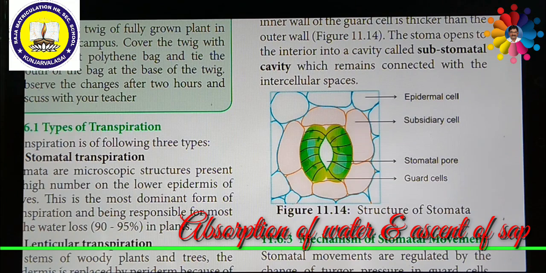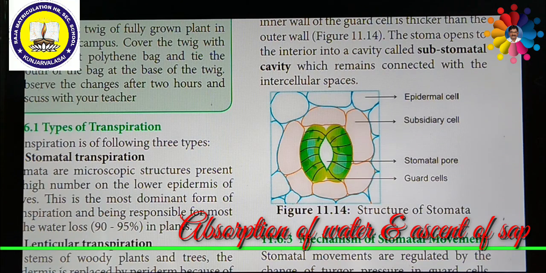Various theories have been given for stomatal movement. Usually stomatal movements are regulated by the change of turgor pressure in guard cells. Whenever the cells absorb water, the cells become turgid. Whenever the cells are turgid, the stomata is open. Then whenever the stomata is open, water is evaporated.